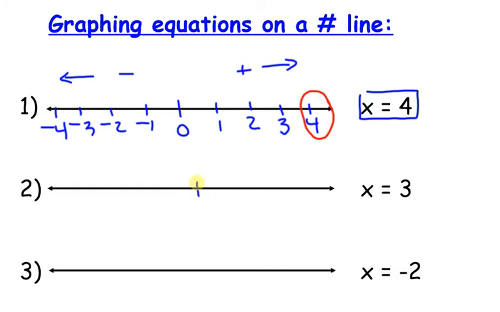Let's try another one, x equals 3. I want you to always start with 0 in the middle. And we're going to go 1. Oops, that's not a 1, that's a 2. We're going to go 1, and 2, and 3. And then the other way is negative. Negative 1, negative 2, and negative 3. And we need to find x equals 3, and it is right here.